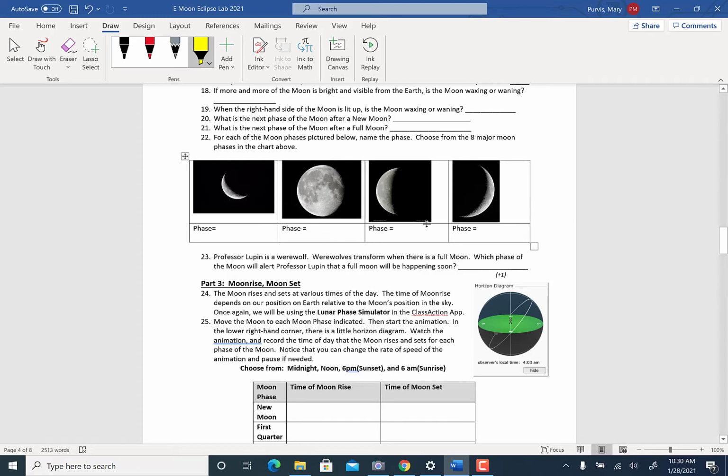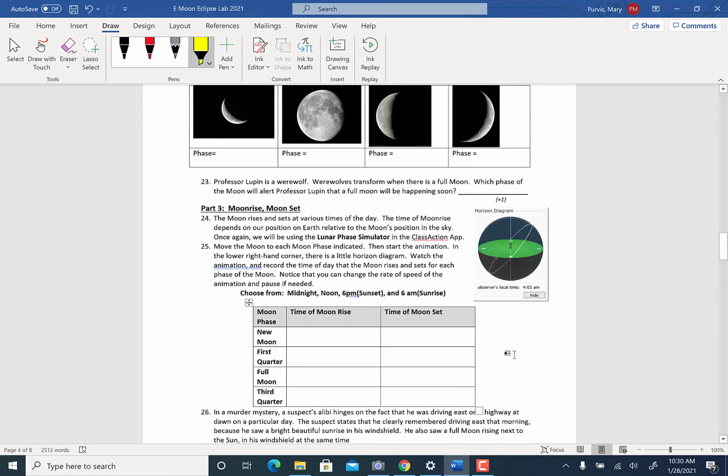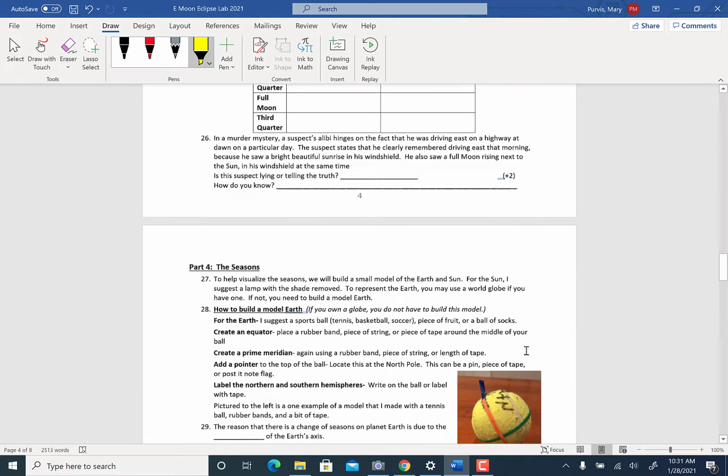So you're going to have to be able to look at them and figure those out. Make sure you watch the videos and the lectures, because I've got some hints in there about waxing and waning, moonrise and moonset. The moon rises and sets for different phases at different times of the day. So use the lunar phase simulator to assist you, plus what we've talked about in our notes and lectures.